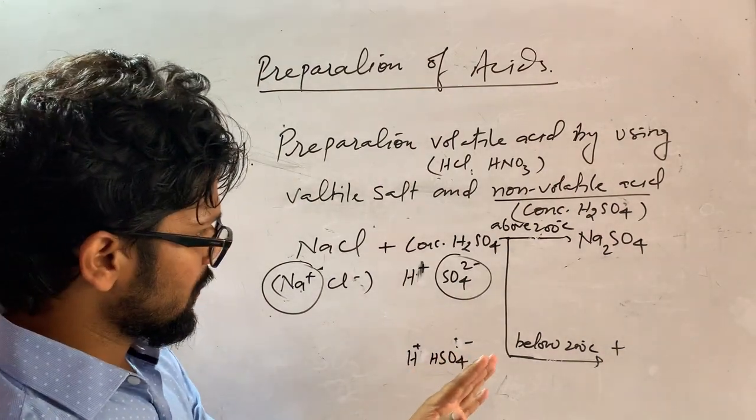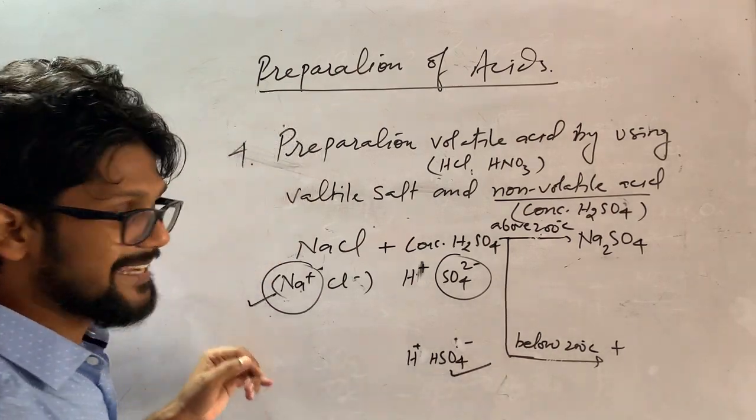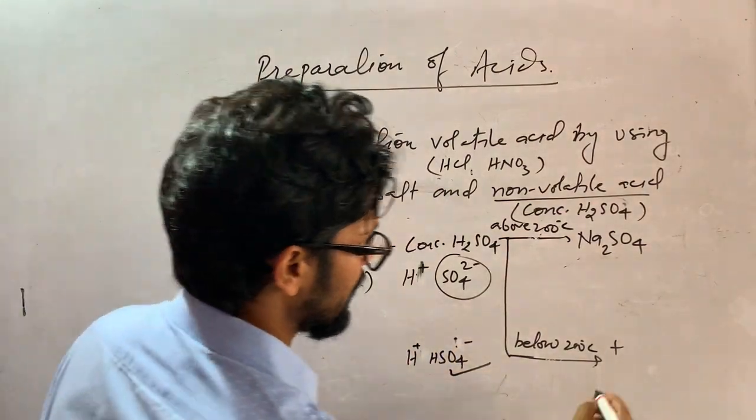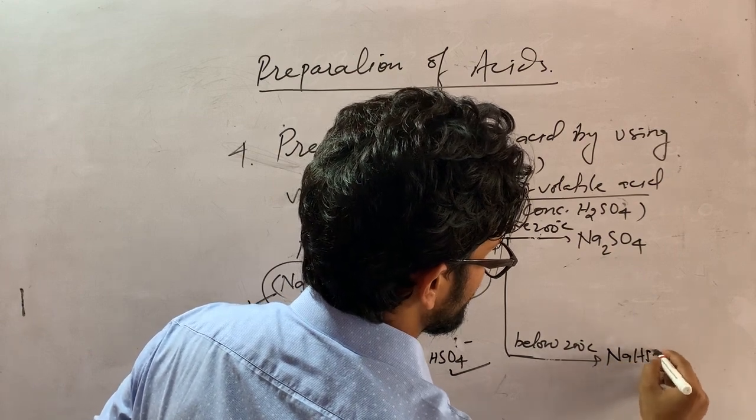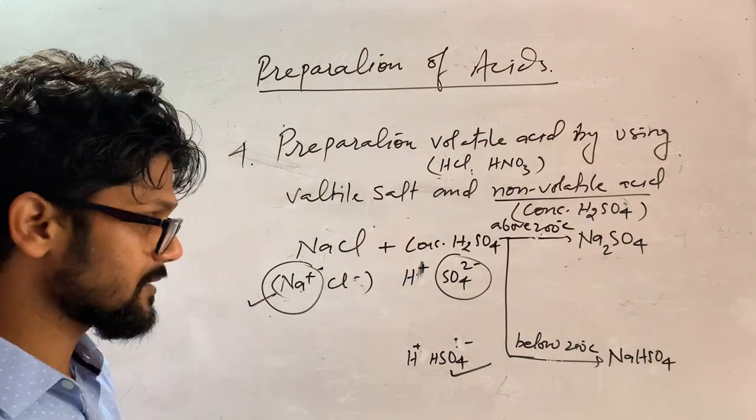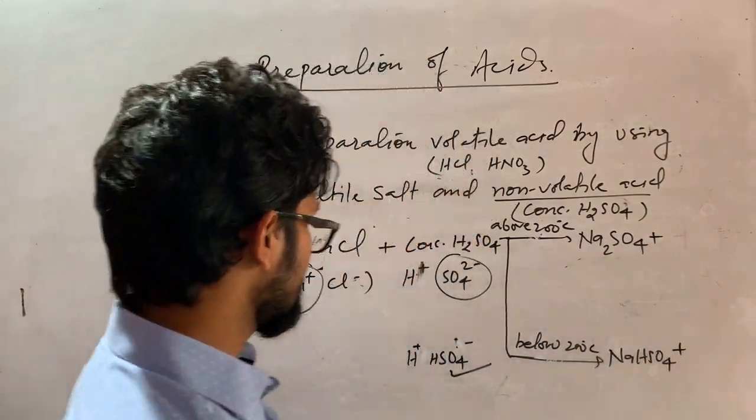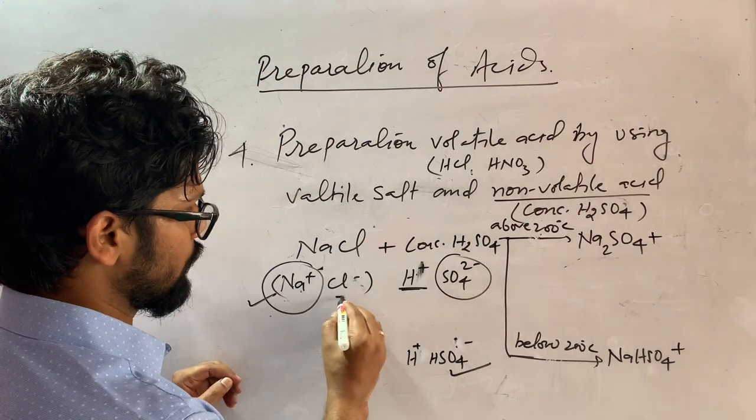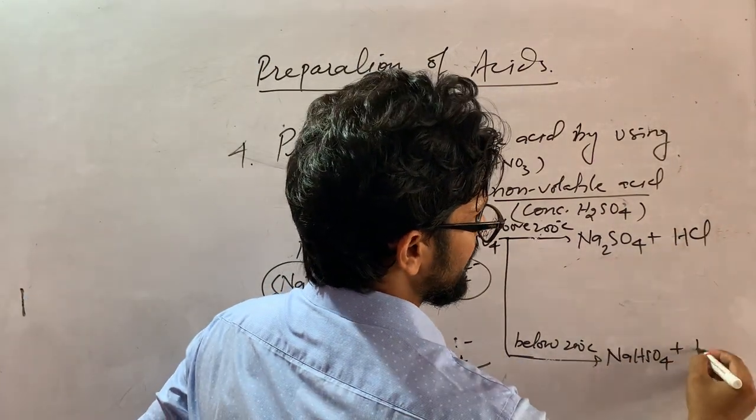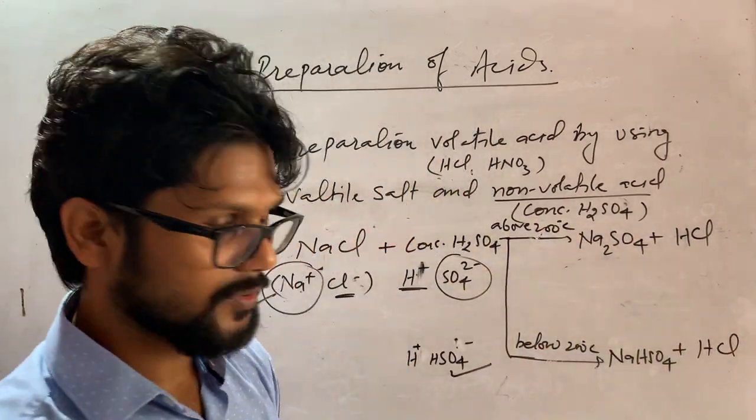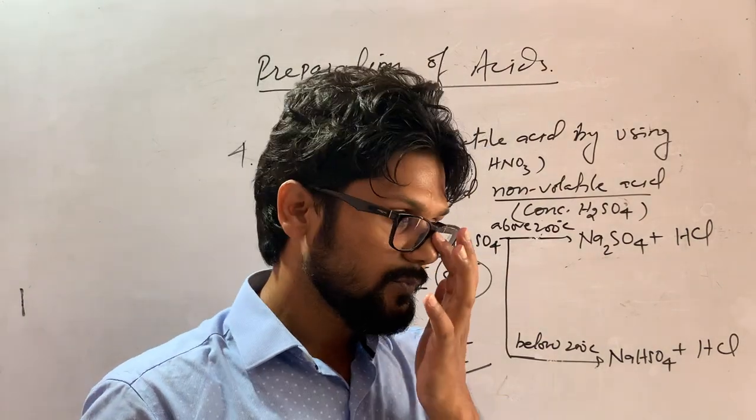And by the same method, the positive of the first will go with the negative of the second reactant. Both are monovalent, so your product will be NaHSO4, sodium bisulfate. And one more product will form in both cases. The positive of the second will go with the negative of the first reactant, and both are monovalent, so it will give HCl. Okay. Then you have to balance the equation if required.